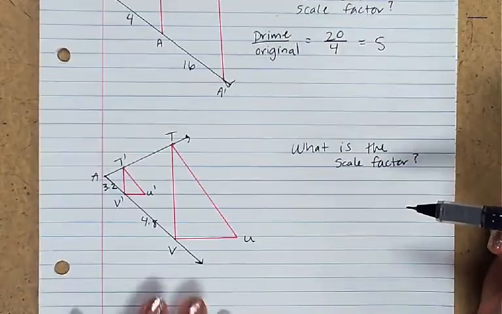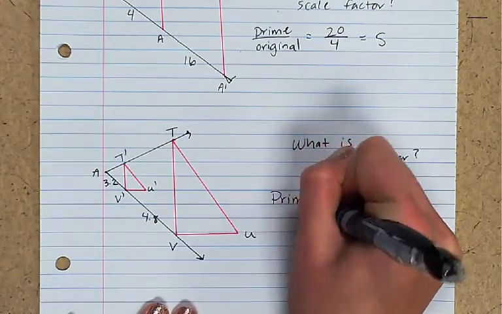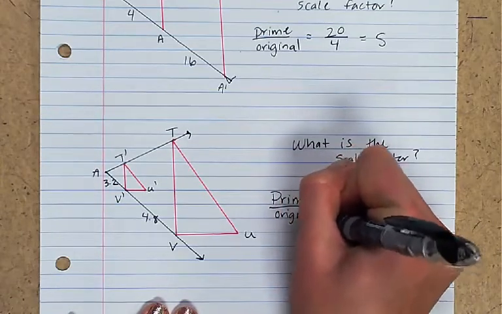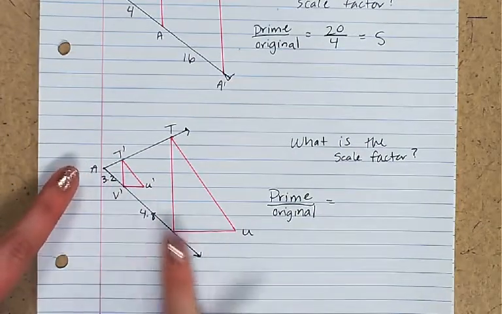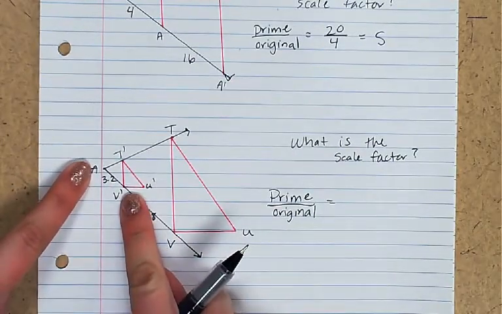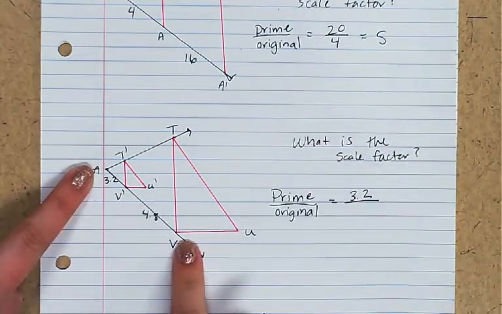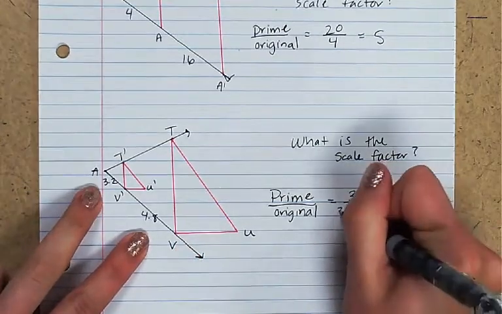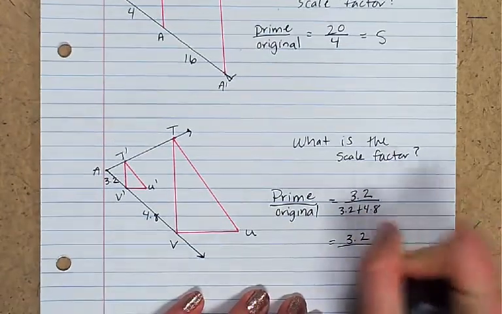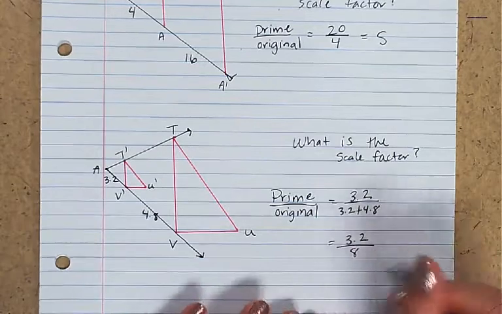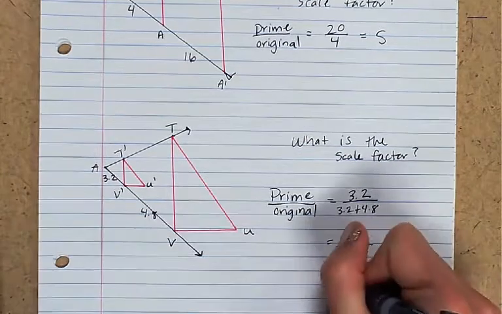So let's look at this one. It says, what is the scale factor? Again, we're going to do the prime distance over the original distance. The distance from A, we have it on this ray here. The distance from A to V prime is 3.2. The distance from A to our original is that whole thing there, so it's 3.2 plus the 4.8. So that's going to give us 3.2 over 8. Go ahead and simplify it. 3.2 divided by 8 is 0.4.